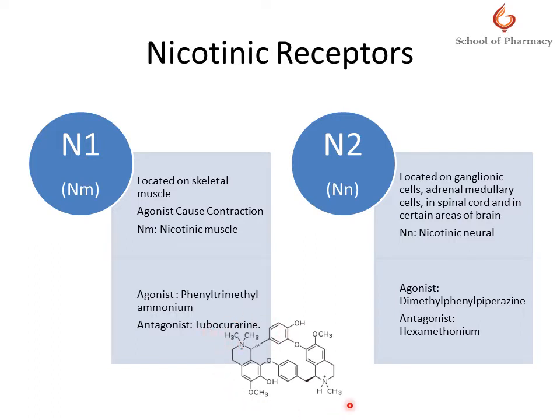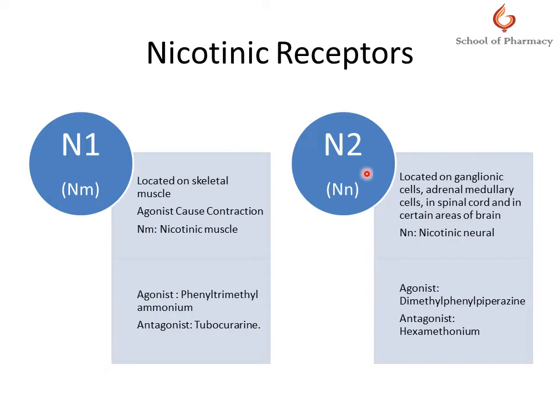This is the structure of tubocurarine, a toxic alkaloid, and earlier it was used as an anesthetic. Now it is very rarely used, because safer anesthetics are available in the market, like rocuronium.